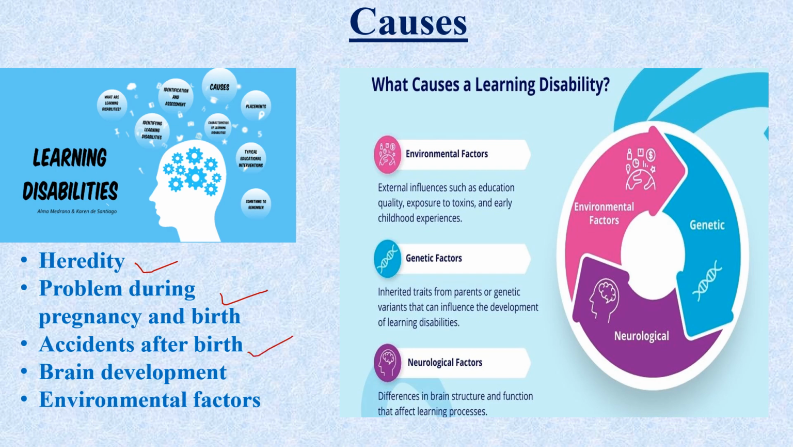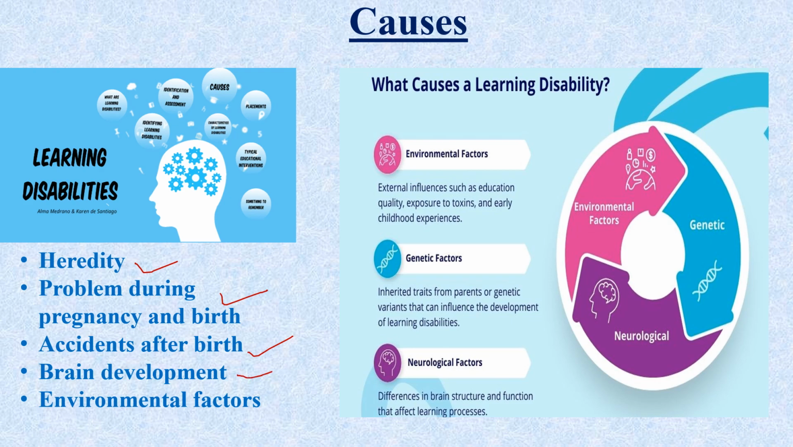The third is accidents after birth. We can say that learning disabilities are also caused by various head injuries, or when a child or a person is malnourished, or when there is toxic exposure. For example, exposure to heavy metals or pesticides can also lead to various learning disabilities.